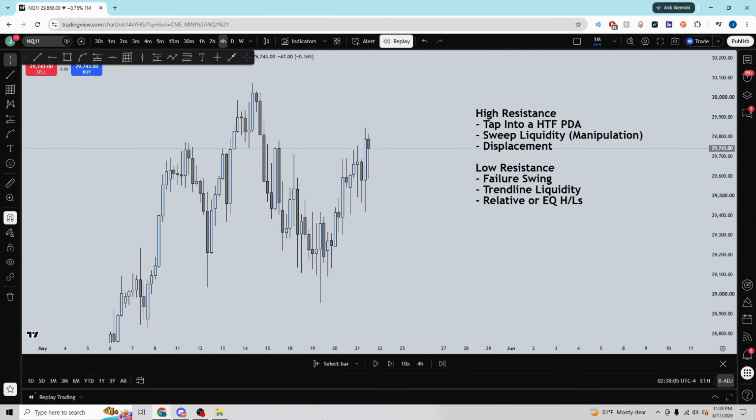So now moving to a chart example, we're going to apply how to identify the DOL using market maker profiles as well as high resistance versus low resistance liquidity. You can see right now the market is trending towards these highs.